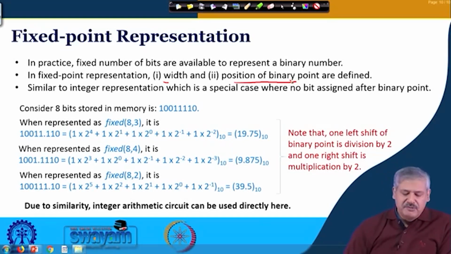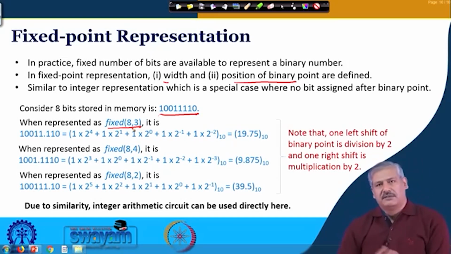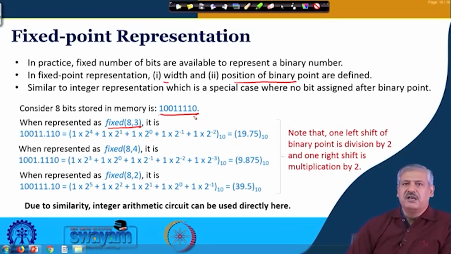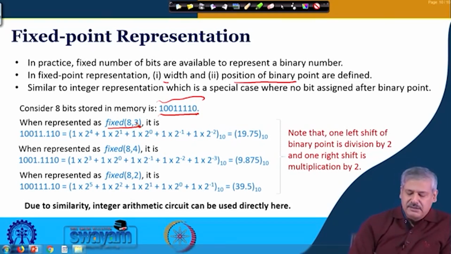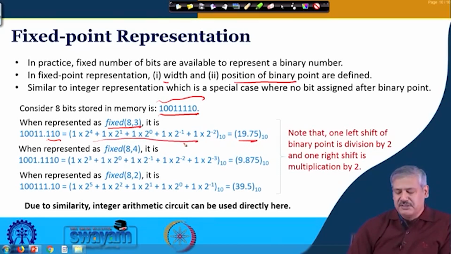So to give you an example, if the 8 bits stored in the memory are 1001 1110, and it is represented in fixed 8-3 representation, this is the understanding that the numbers stored in the memory are represented in this manner. Of course, the width is 8, so 8 bits will be taken, and the binary point will be fixed such that after the binary point there will be 3 digits, so 110. If you just convert binary to decimal, this is the corresponding value you get.